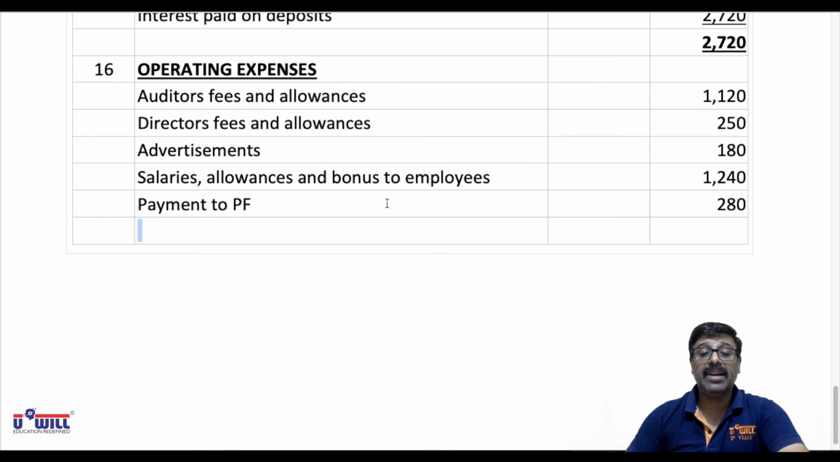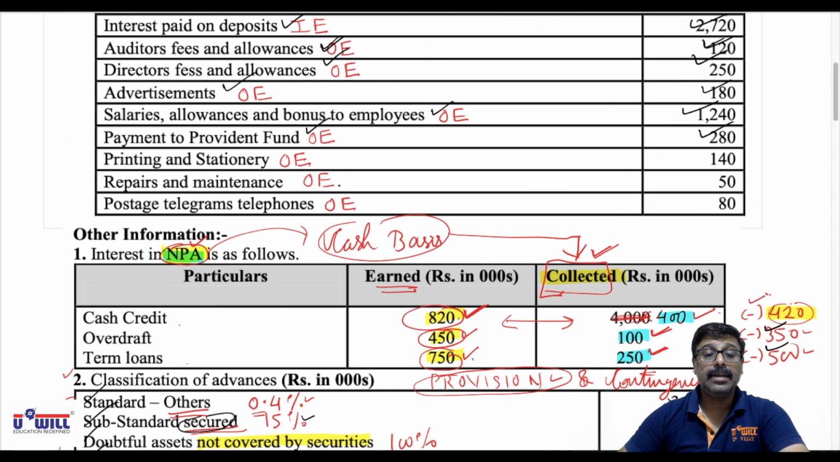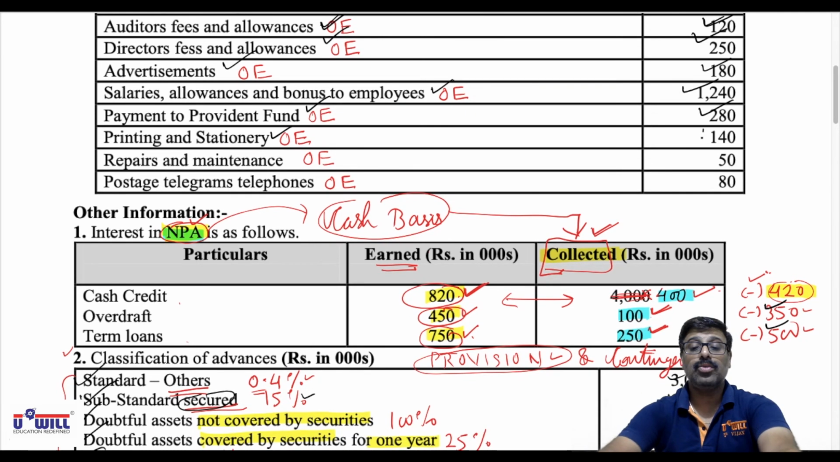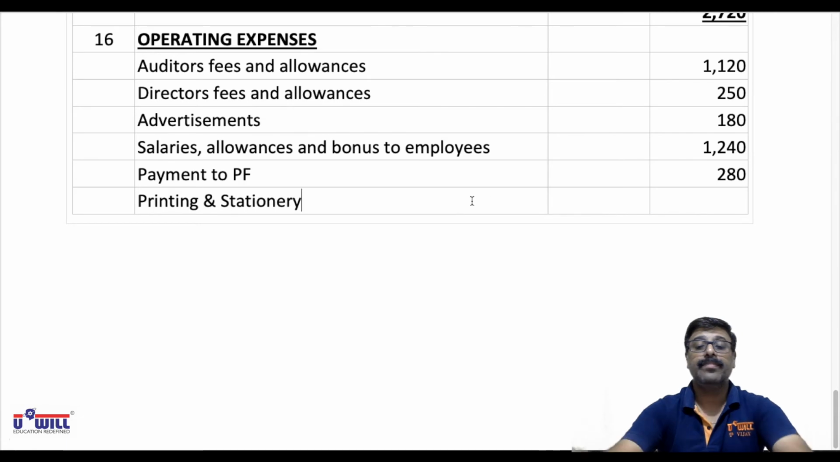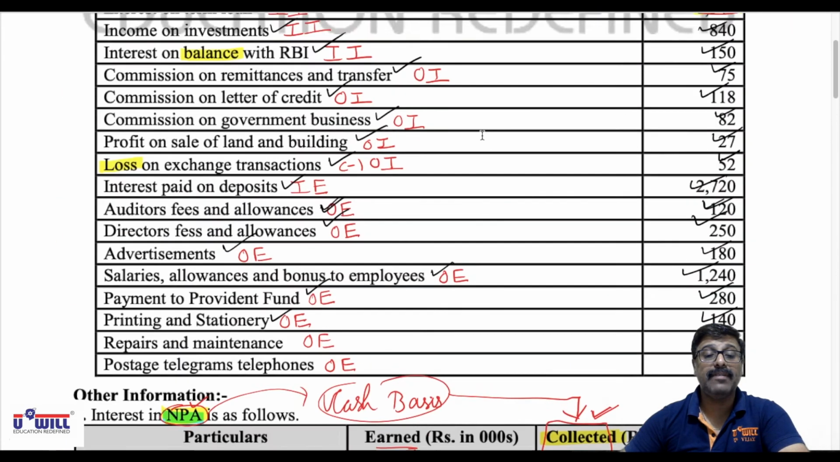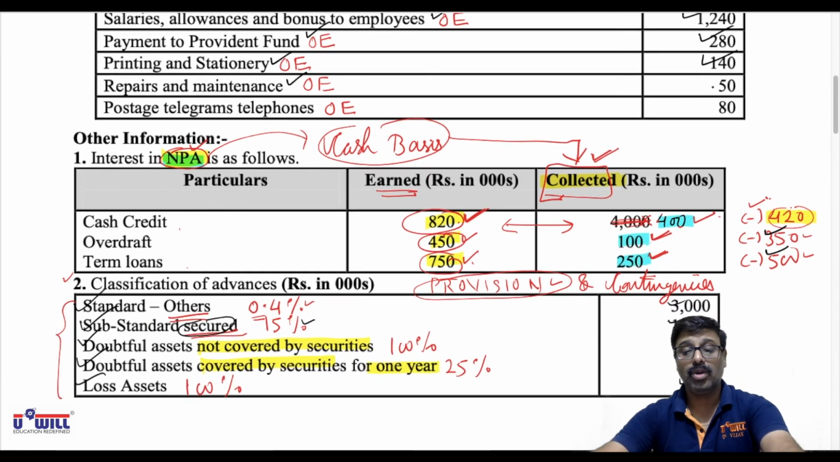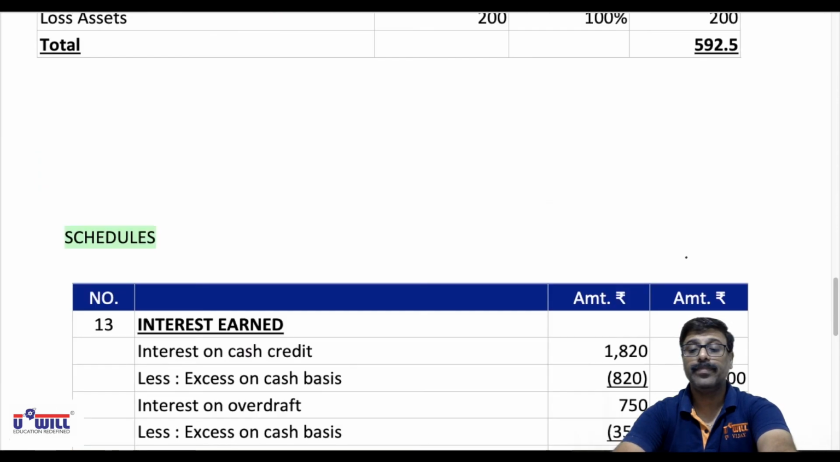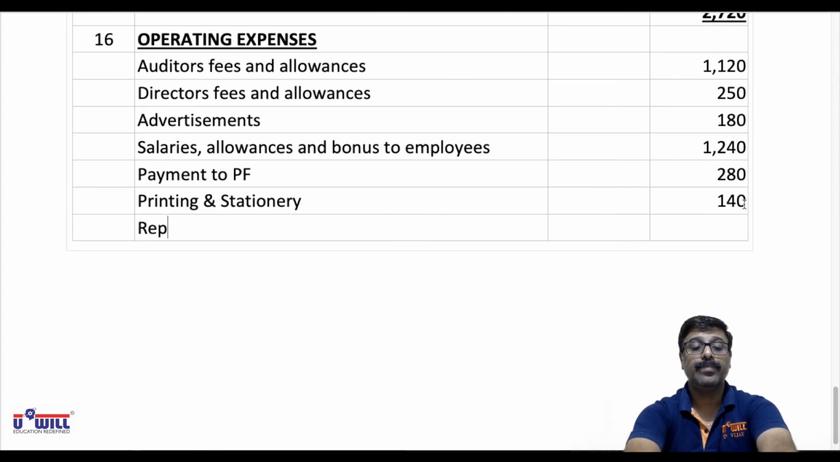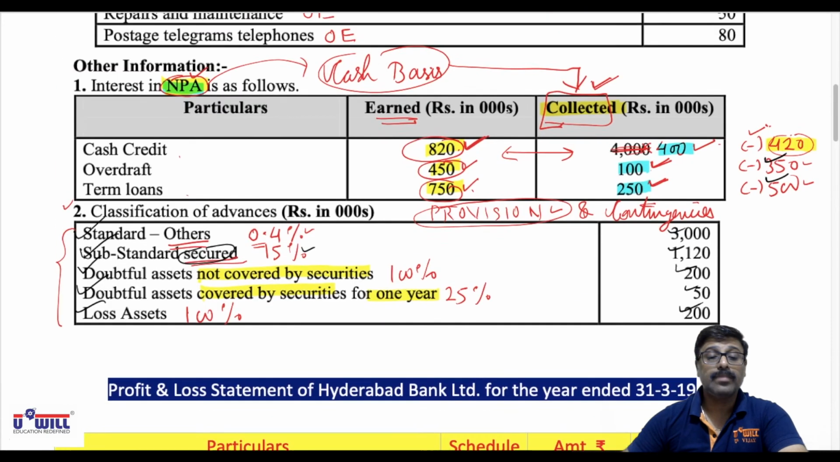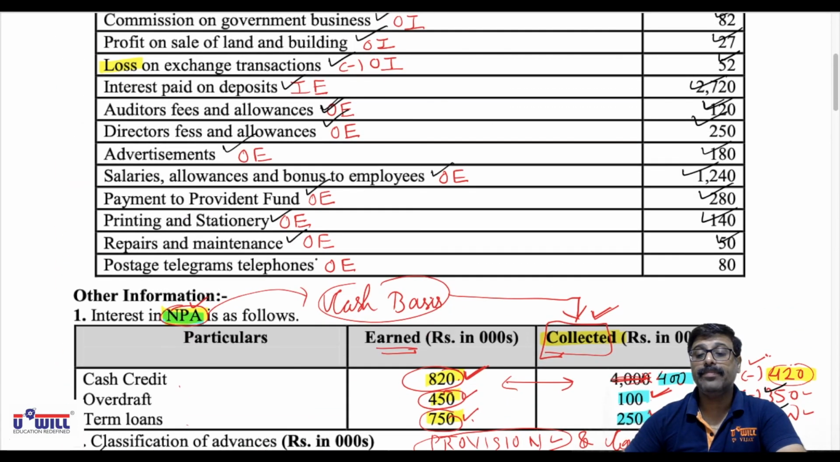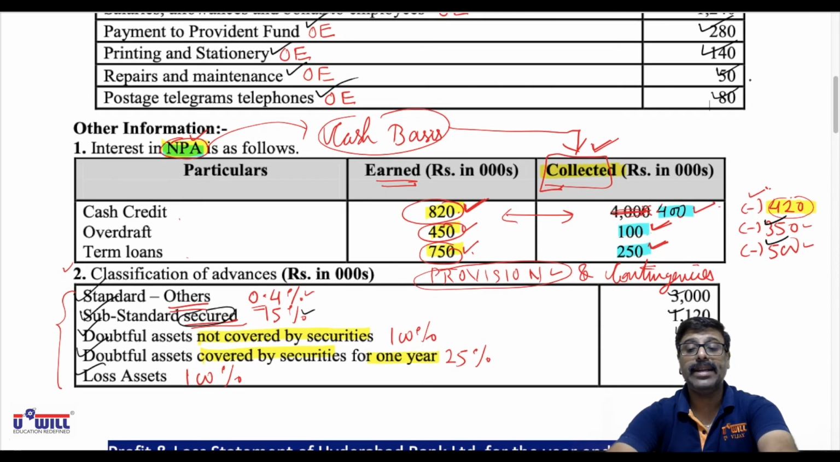Then after payment to provident fund 280, what next in operating expenses? Printing and stationery 140. So all of it on printing and stationery 140. Then after that, what we have is repairs and maintenance 50. So all of it on repairs and maintenance 50. Then after that, what we have is postage, telegram and telephone 80. So all of it on postage, telegram and telephone 80. That's the last item.